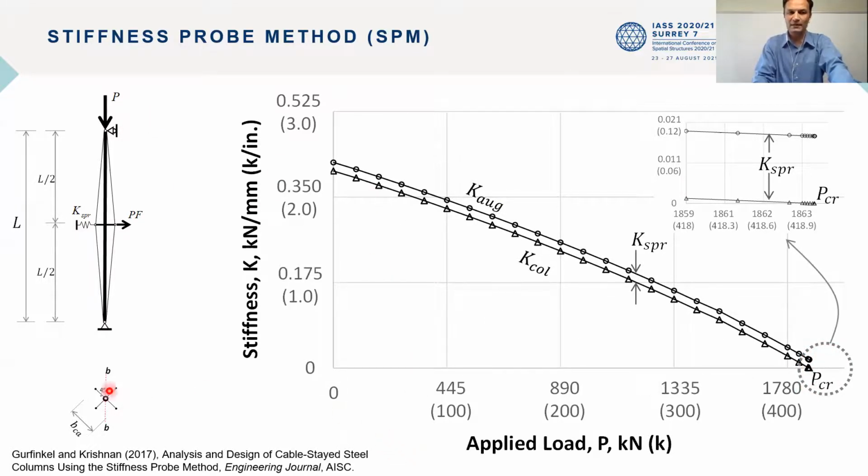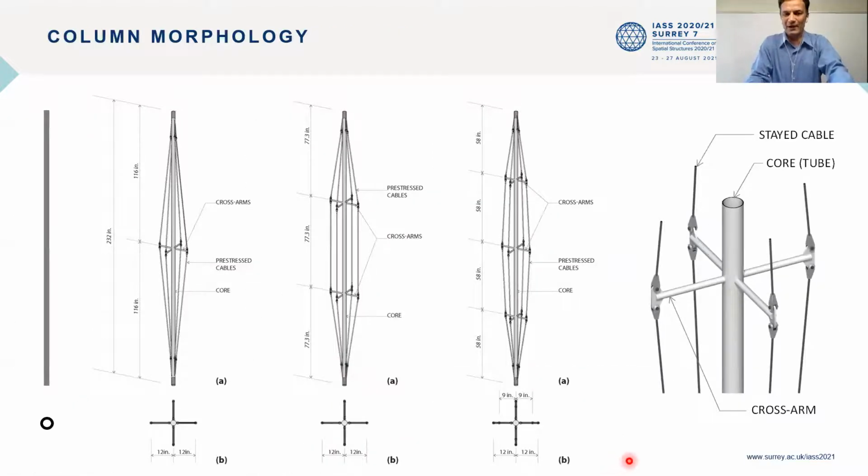For more on this method, please read this paper. 3 columns were analyzed, and the results for 2 of which will be shown in this presentation: a single tier cross-arm column and a double tier cross-arm column.